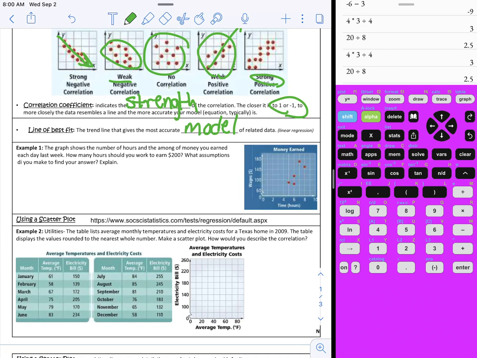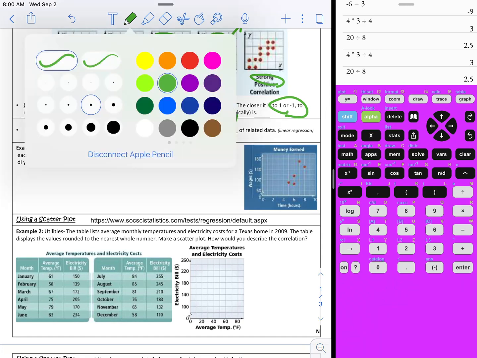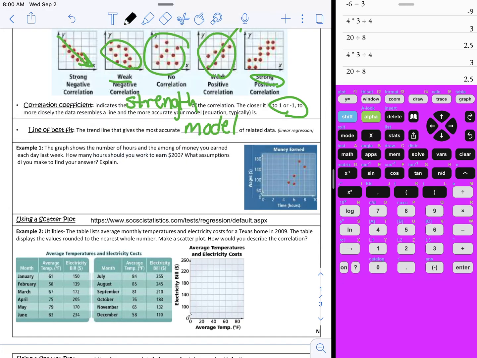This graph shows the number of hours and the amount. Let's change that word to say amount. Sorry about that. Okay. This graph shows the number of hours and the amount of money you earned each day last week. How many hours should you work to earn 200? What assumptions did you make to find your answer? Explain.